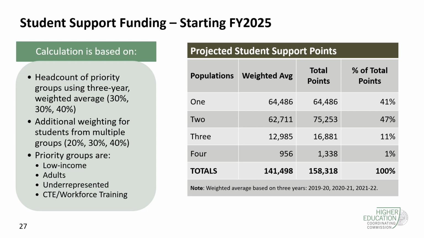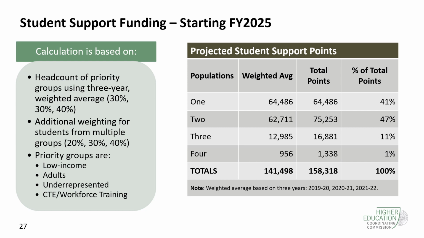So there were 64,486 students that were in one of those 4 priority populations. There were 62,711 students in 2 of those priority populations, and 3 and 4. And they're incremental, so they're discrete. Those are students who are either in 1, 2, 3, or 4.